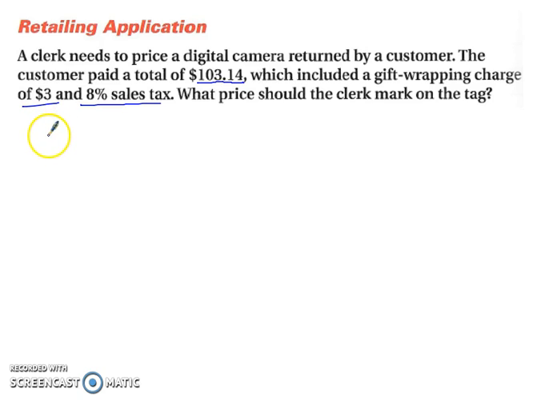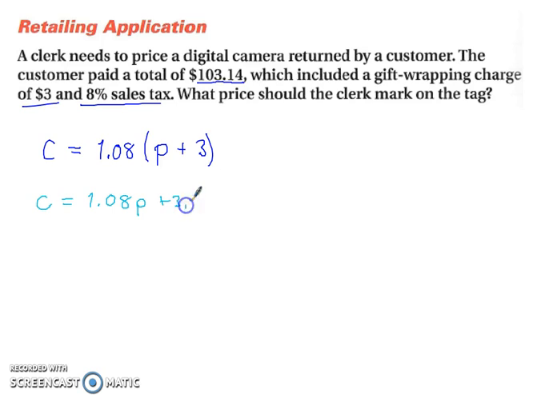So let's start by writing ourselves a function. Our cost here is going to equal 100% of the price plus the 8% sales tax, so 1.08 times our price, plus the $3 charge for wrapping. And now we can solve for P. So we have C equals 1.08P plus 3.24. All we did was distribute.